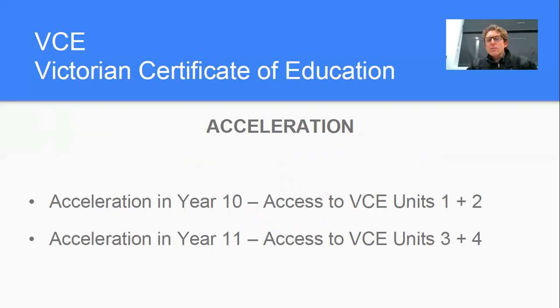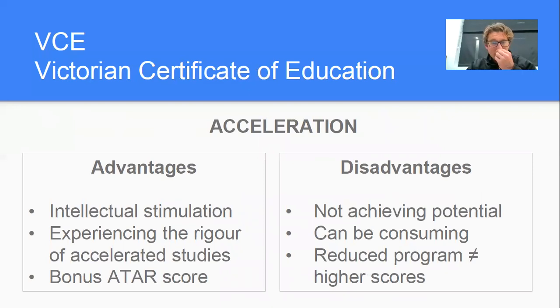As far as acceleration is concerned, students can do VCE subjects a little bit earlier, so usually a year earlier. So in year 10, you could do some year 11 or units 1 and 2 subjects, and that will carry on to 3 and 4 in year 11. However, there are always advantages and disadvantages. There are some examples of those on the screen.